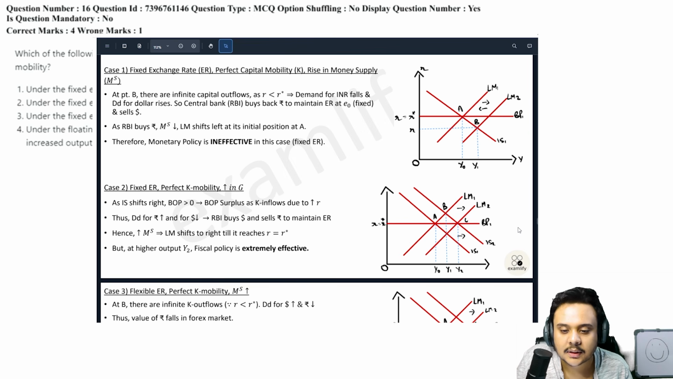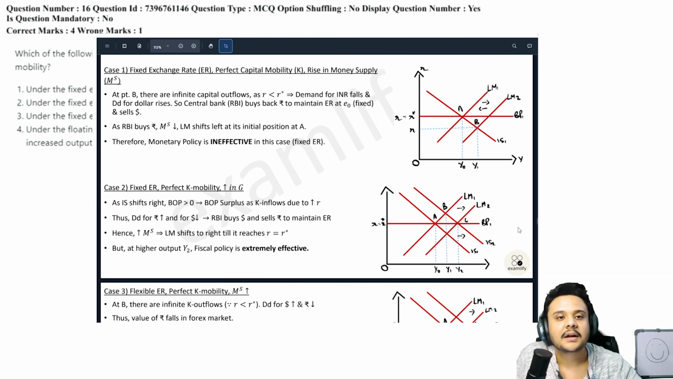So at that point the demand for rupee is going to fall, so that will lead to a depreciation, right? But because the exchange rate is fixed, the central bank is going to come in and act, and it is going to buy back rupee so as to decrease the supply of rupee in the market, so that the value of rupee again goes up. Okay, and that little appreciation is going to counterbalance the depreciation, so that the interest rate is fixed.